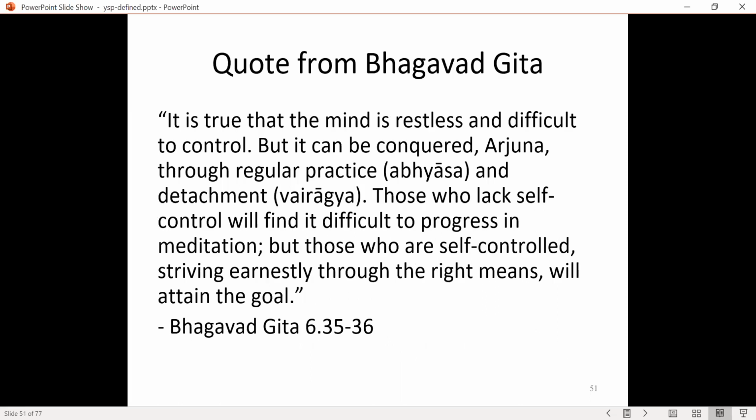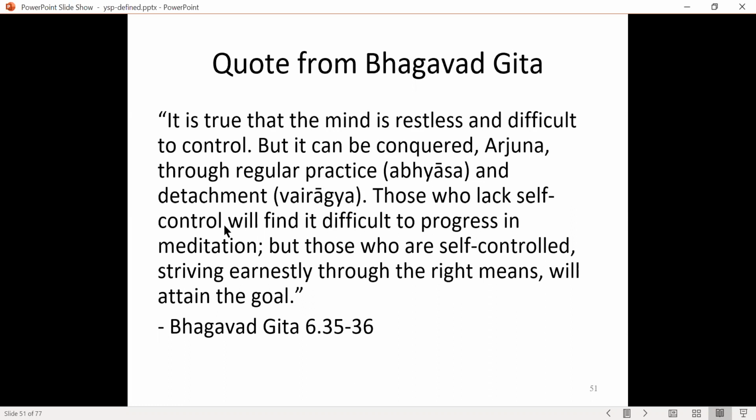So, what I think it was Prabhu who was saying this, that it's very hard to calm the mind. This is exactly why I picked up this quote from Bhagavad Gita. It's in chapter 6, verses 35 and 36. Okay, Bhagavad Gita. Read this. You will understand exactly what he's saying. It is true that the mind is restless and very, very difficult to control. But it can be conquered, hey Arjuna, because this is Krishna talking to Arjuna, through regular practice. Again, in Gita also, the same word is used, abhyasa, and detachment, vairagya. Gita also uses the same two words.